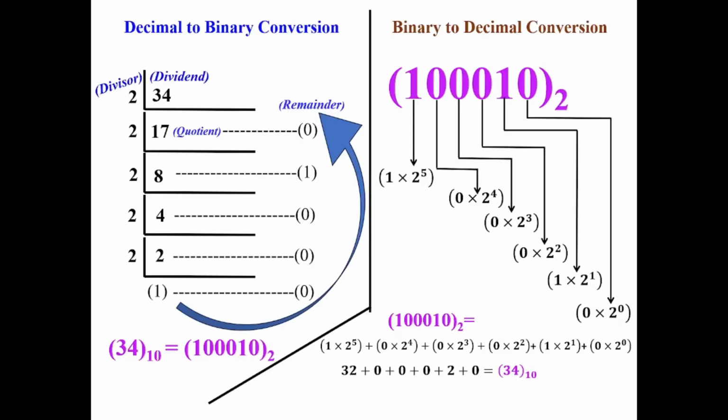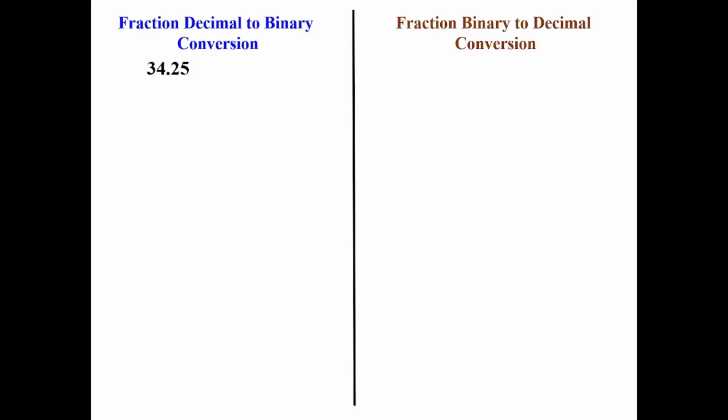Now, similarly you can consider any decimal number and follow this procedure. Now we are going to find out the binary number of a fractional decimal. Here we consider a fractional decimal number, 34.25. Here 34 is your integer part and 0.25 is your fractional part.